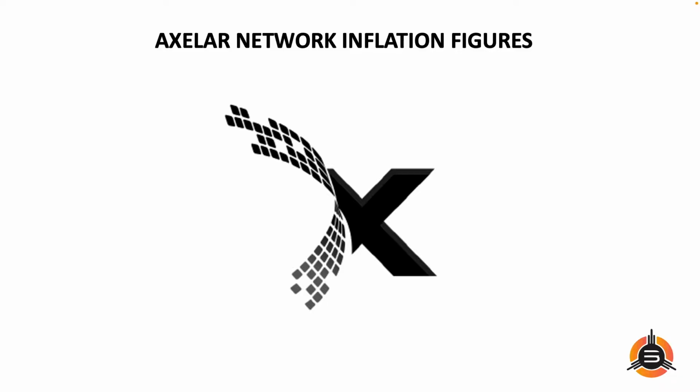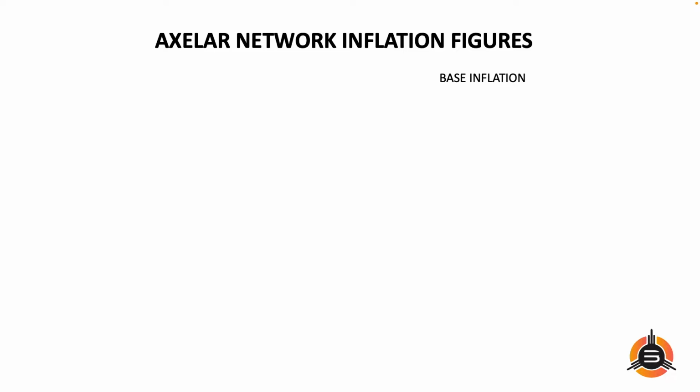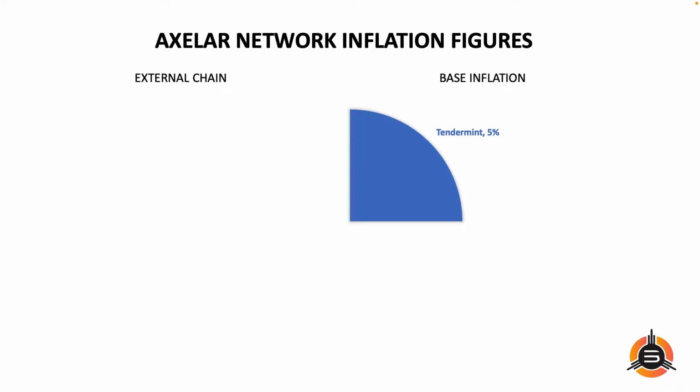To talk about the Axelar inflation figures, we must understand it's slightly different from the rest of the blockchains that we have come across. We have two different sections, broadly speaking: one is the base inflation, the other one is the external chain. Axelar by nature has been built on top of the Tendermint blockchain. So basically there is a 5% reward for all the validators who are participating in consensus with the base layer, and there is again 5% rewards for multi-sig signings.